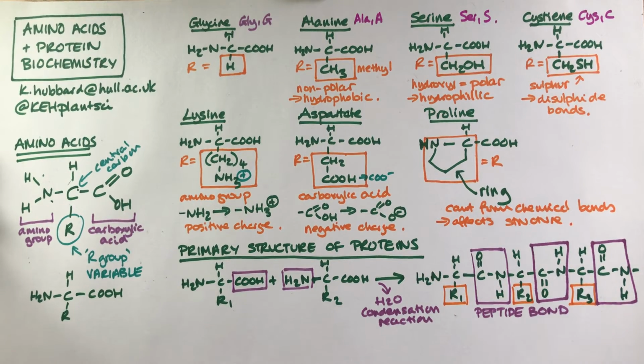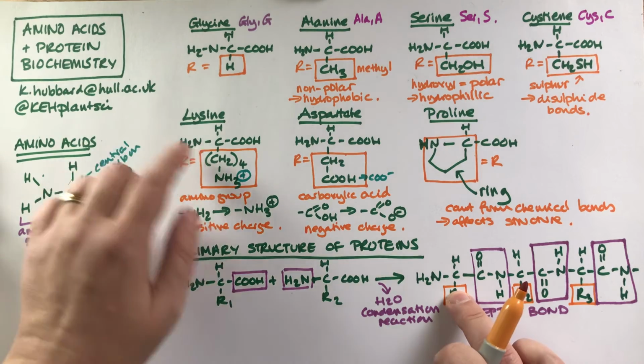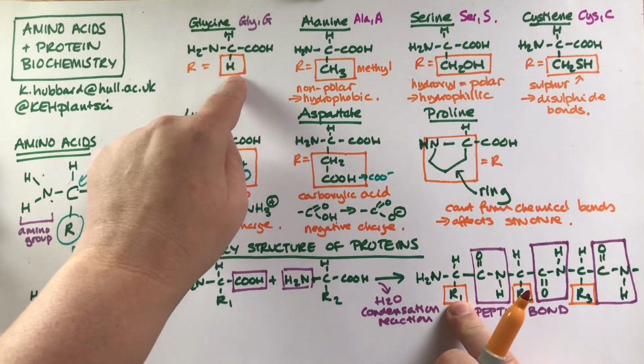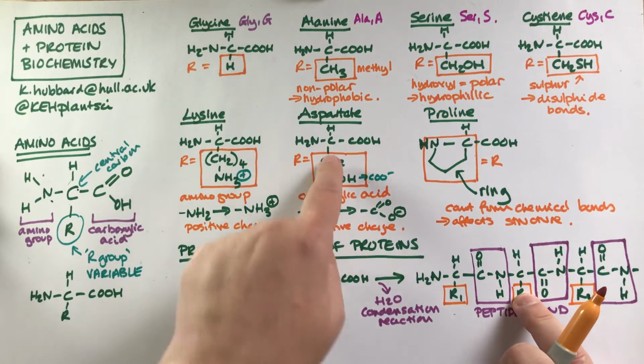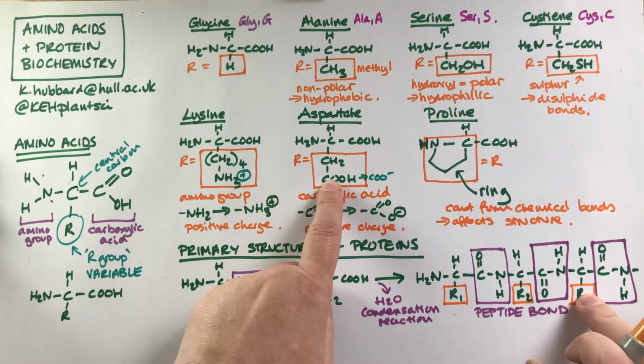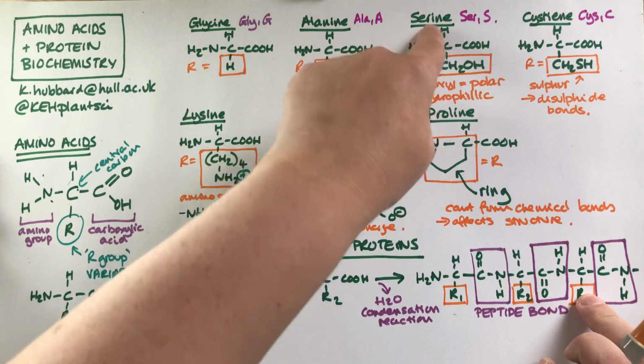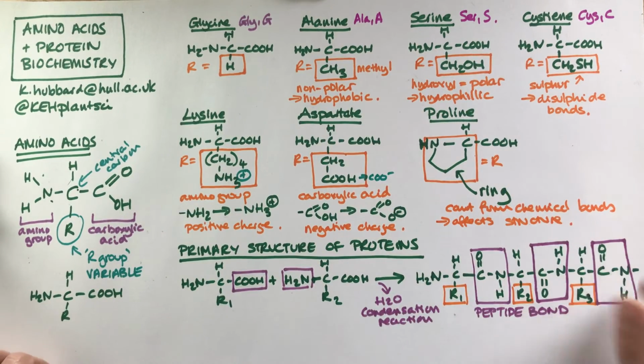So if our protein started off with a glycine, we might have a hydrogen, then we might have an aspartate, so we've got CH2COOH, then we might have a serine, so we've got one of those. So we end up with this chain of amino acids with these R groups sticking out to the sides. That means that they can interact with stuff.